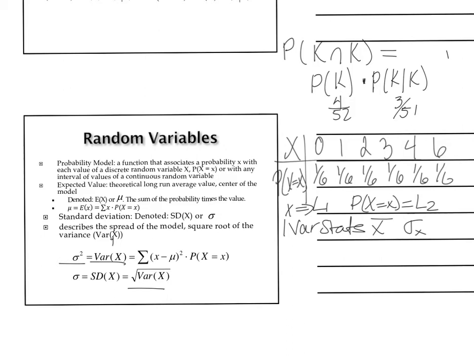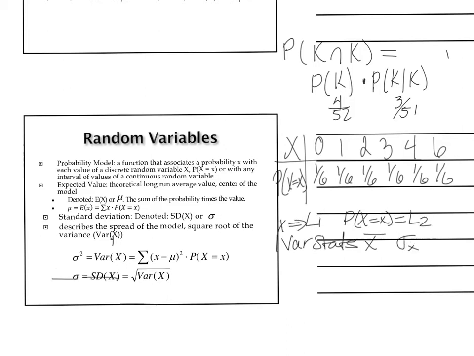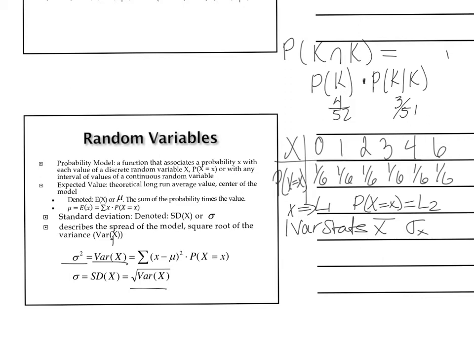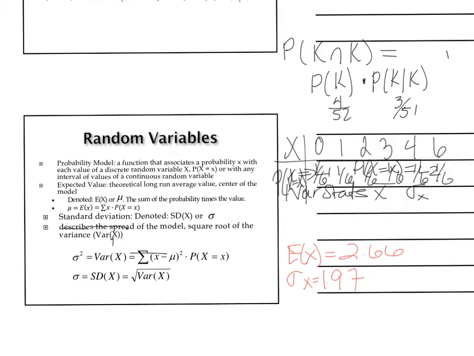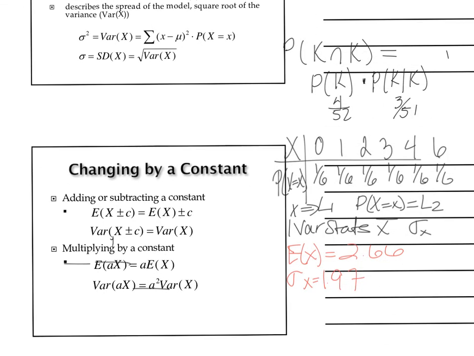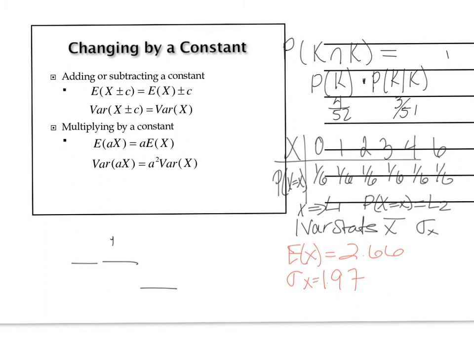Okay, so before we move on, let's look at our mean and standard deviation here. Our expected value is 2.66, and our standard deviation is 1.97. The next thing we're going to look at is how it changes our standard deviation and our expected value if we were to change our numbers by a constant. So what does that mean, changing it by a constant?